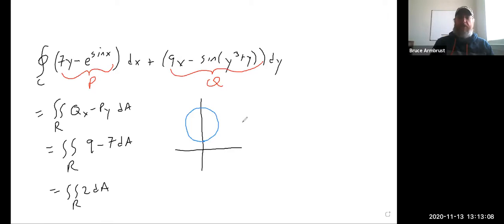Bradley, you just said it. Victor typed it. Polar would not be bad for this region because it's a circle. However, that is not what I want to do. I want to be a little bit lazier. Anybody recognize what I do? What if I were to rewrite it as 2 times the double integral of dA?